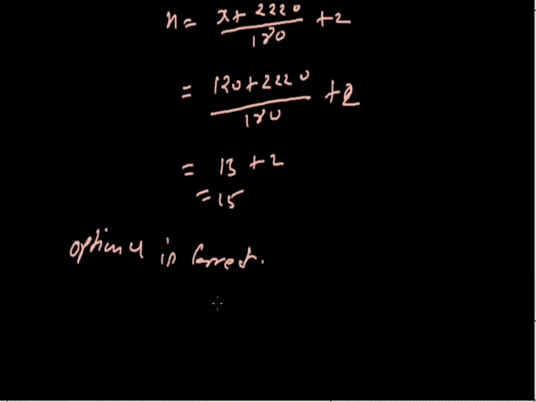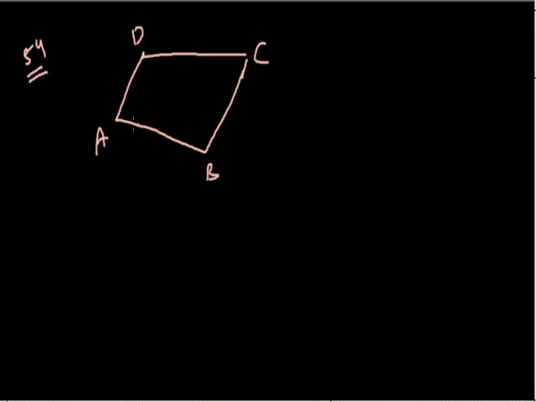Now we move to the next question, question number 54. It is given in this question that there is a quadrilateral ABCD. First of all, draw the quadrilateral ABCD, with vertices A, B, C and D, and the diagonals AC and BD intersect at O. It is also given that OA equals OB equals OD.